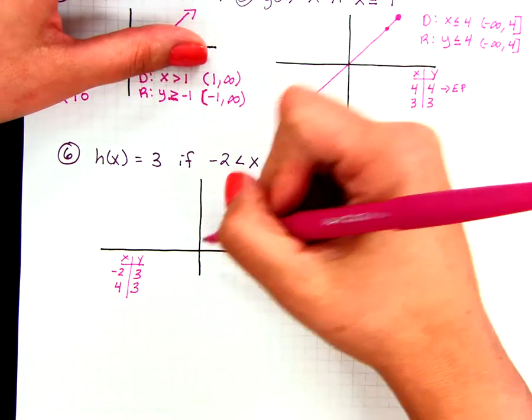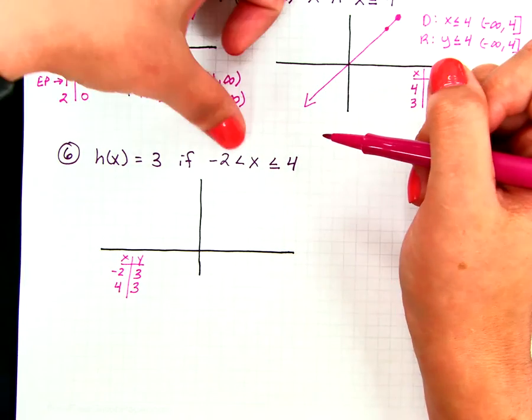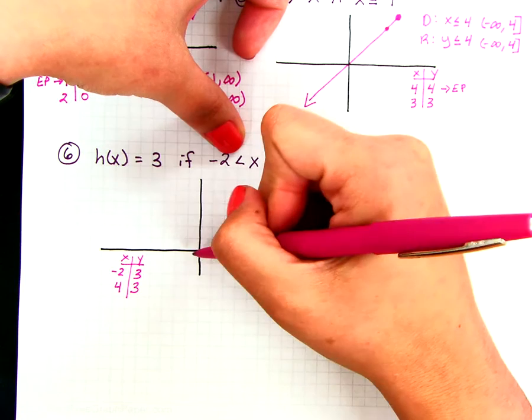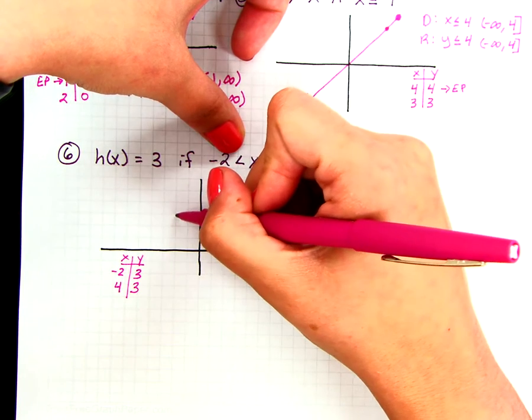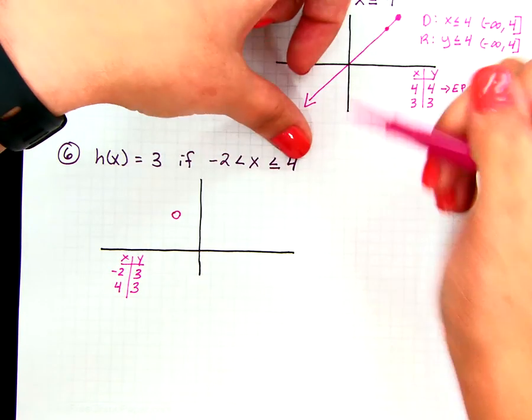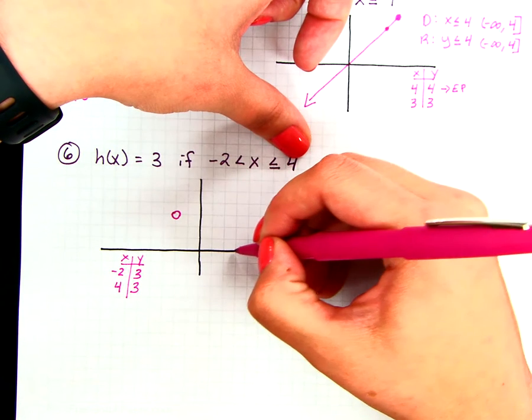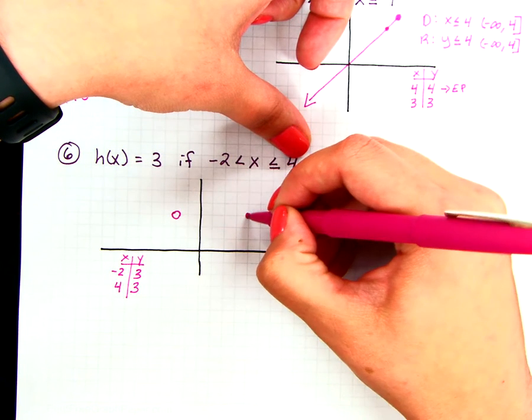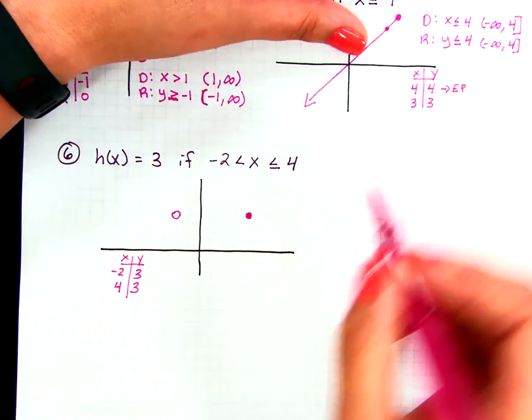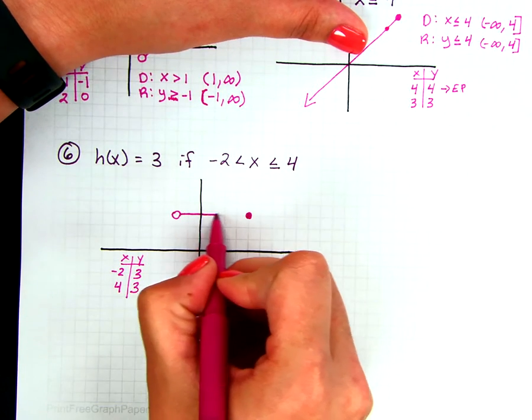So now we're going to plot these points. So the first one has to be an open circle. So 1, 2, 3 with an open circle. Second one, we're going to have a closed circle because of that bar underneath. So 1, 2, 3, 4, 1, 2, 3, closed circle. And then we just connect these together into a segment.